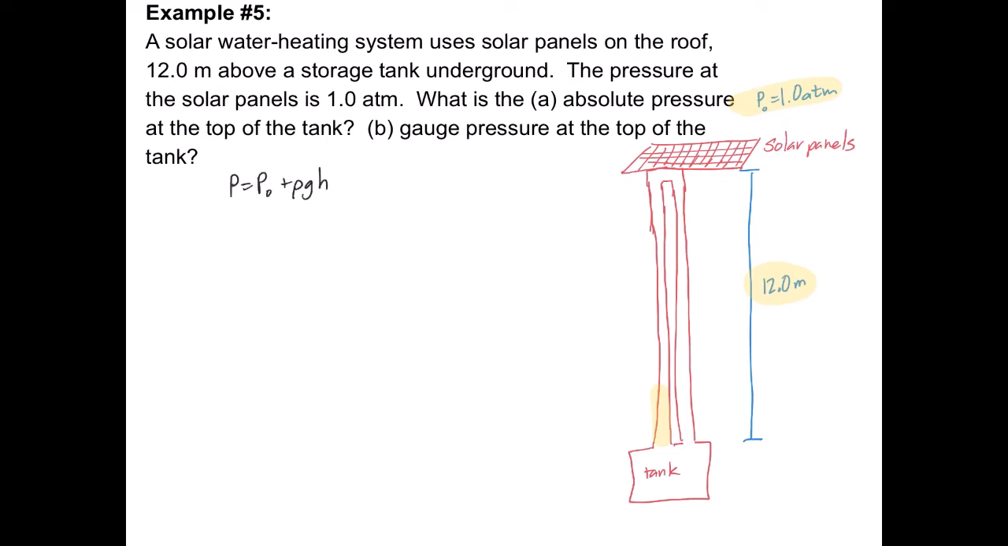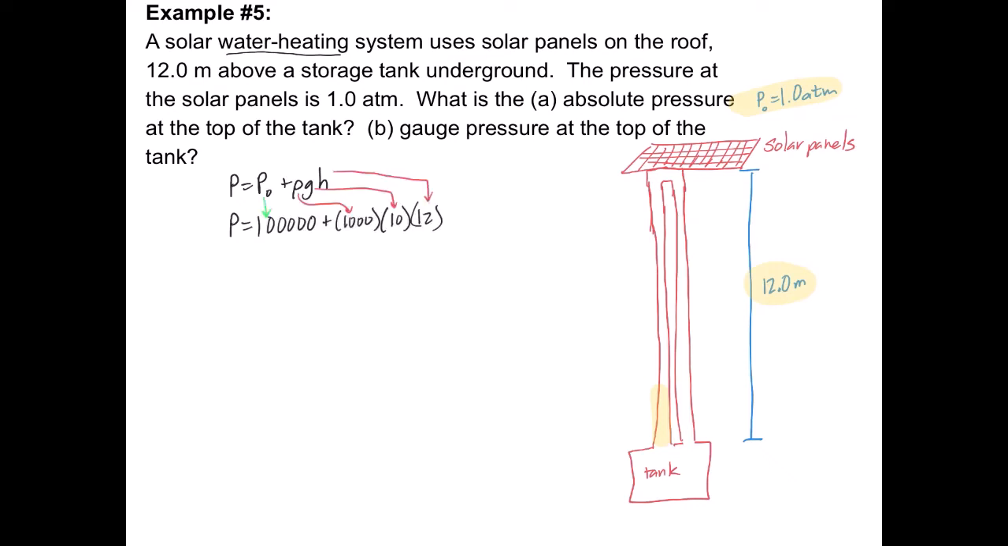So here we go. The absolute pressure is equal to the ambient pressure plus rho g h. Rho is going to be the density of the water because it's a solar water heating system, which we know is 1,000 kilograms per meter cubed. g we'll just use 10 meters per second squared; you can use 9.8 if you'd like. And we've got the height, which is 12 meters. Let's put all of those numbers in. Remember that 1 atm is 10 to the 5th pascals.